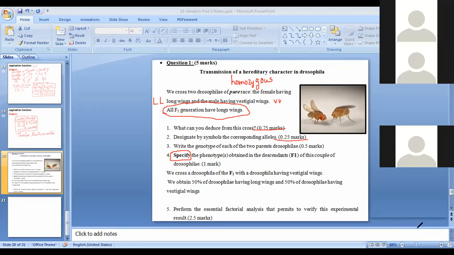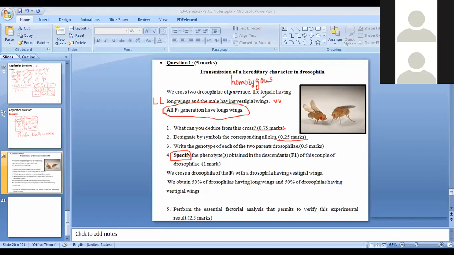Lana, what do you think? Thank you, Fadl. Long wings. Okay. There is no factorial analysis here. Factorial analysis is not needed in this part. They don't want factorial analysis.